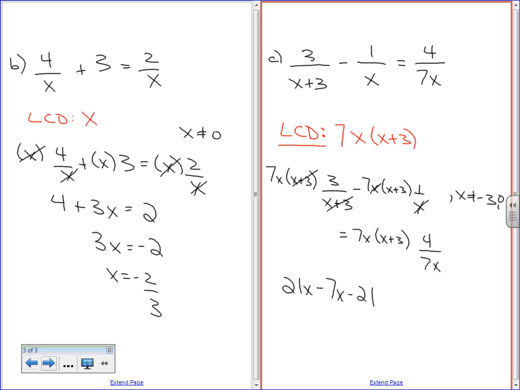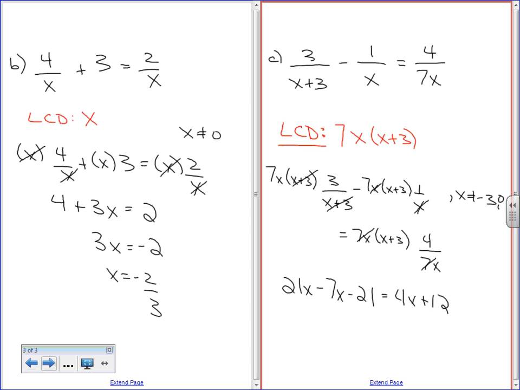And then on the other side, 7x goes into 7x one time, again providing x isn't equal to 0, but we've already stated that restriction, so I don't have to restate it. And then simplifying that side, I get 4x plus 12, because I have to distribute that 4 inside of the bracket. Okay, so now I'm solving this linear equation, right?